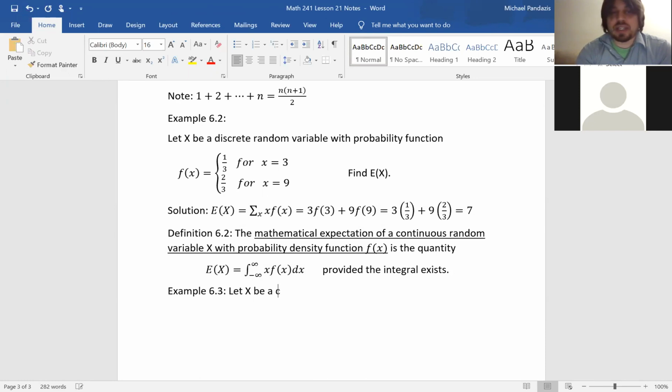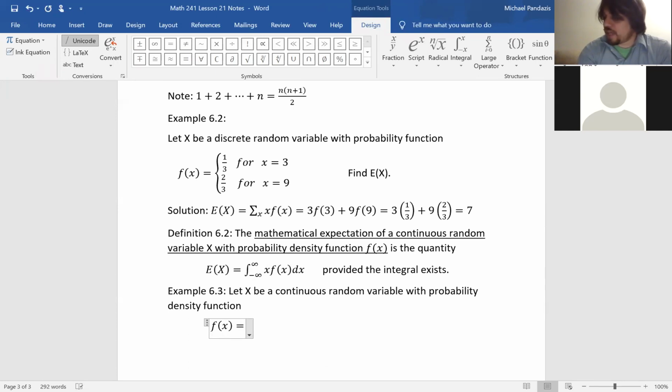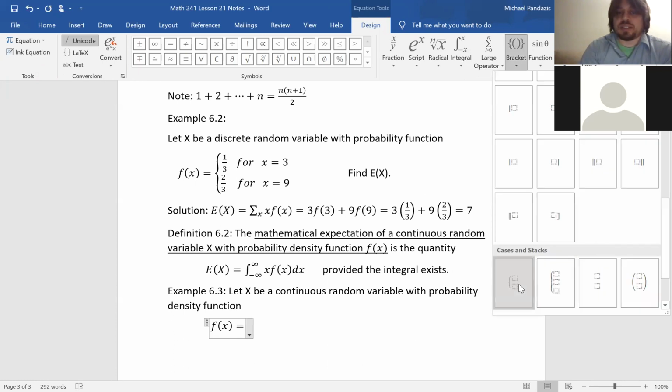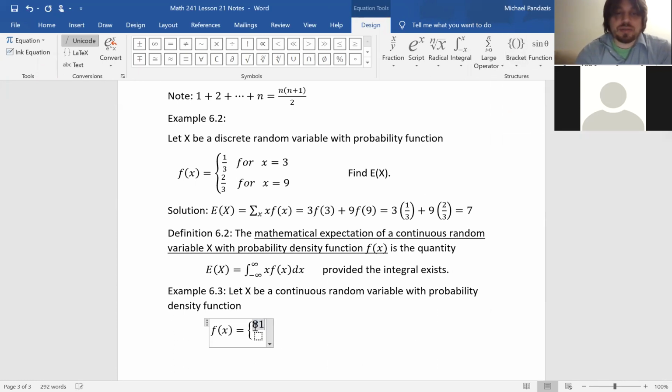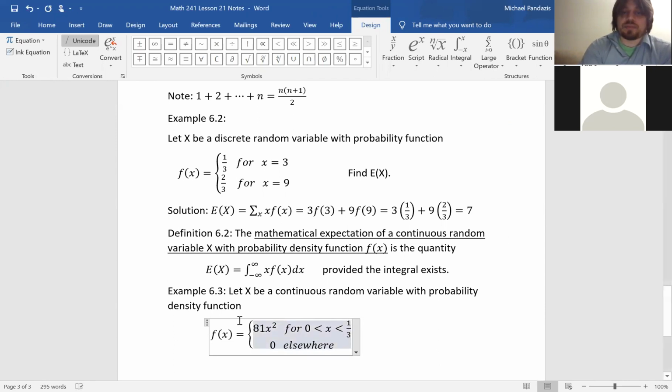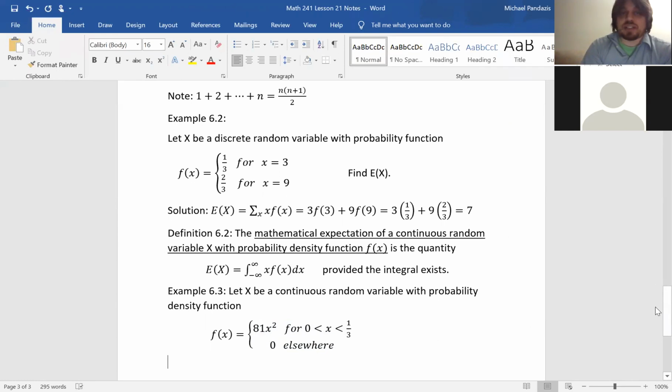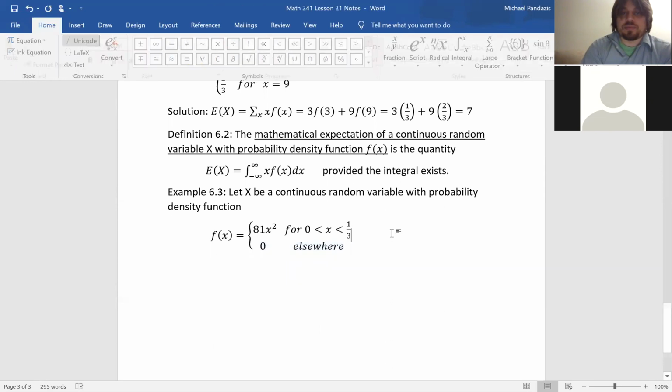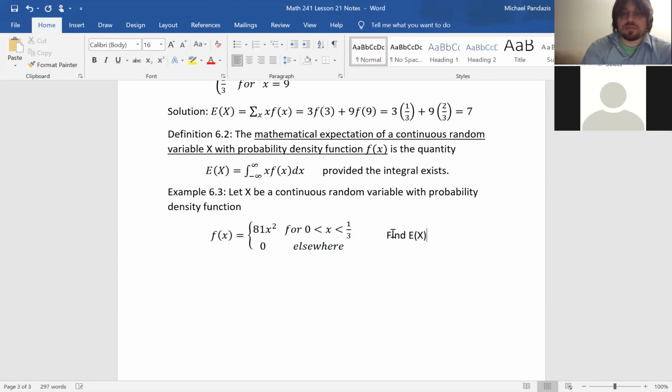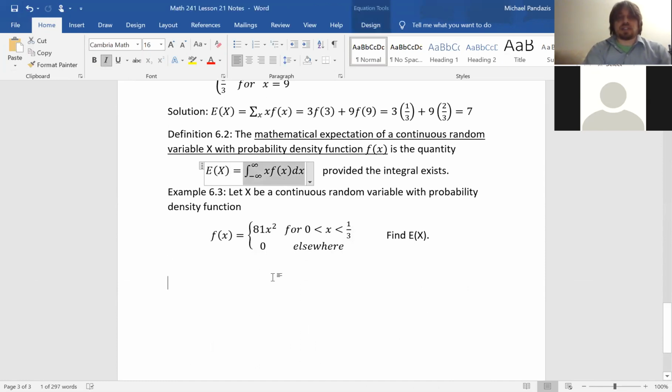This is example 6.3. Let capital X be a continuous random variable with probability density function f of x equal to 81x squared for 0 less than x less than 1/3, then 0 elsewhere. And now we want to find E of X. So the goal is to find E of X, and to do that we just need to calculate that integral.